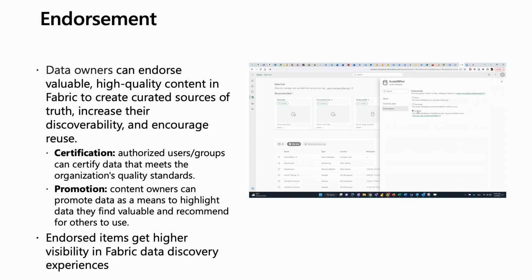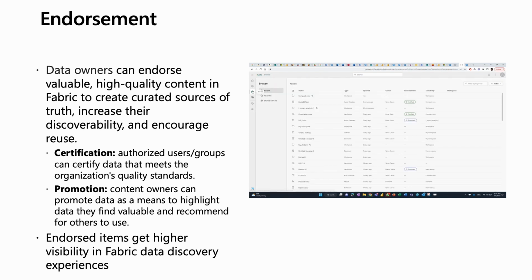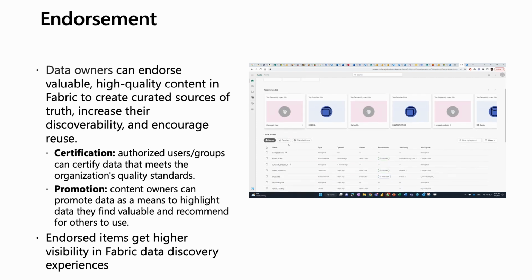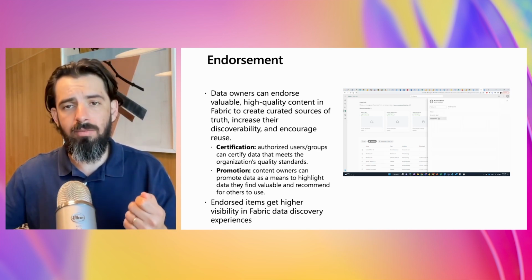And this is where endorsement is another important capability for enterprises that is built into Fabric. Endorsement helps users in an organization to discover the highly quality data assets endorsed by the central team. And today in Fabric, there are two ways to endorse your data assets. First is certification. Users that are authorized by Fabric administrators can certify data assets that meet the organization's data quality and reliability standards. The second way to endorse items is using promotion.